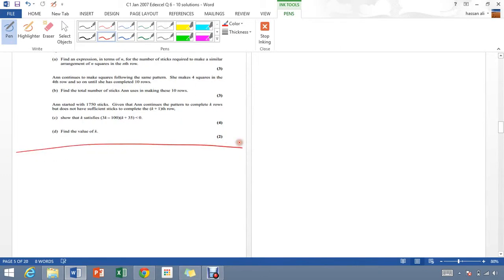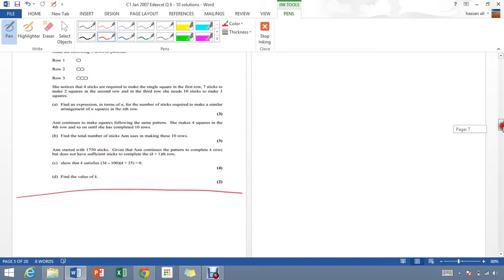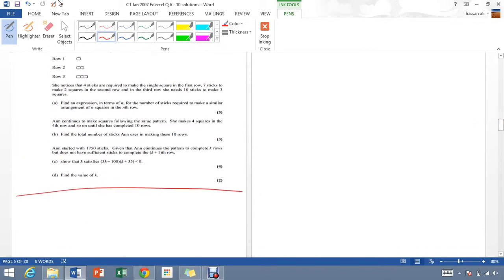So part A, you've got the sequence of 4, 7 and 10, and it is asking you to find an expression in terms of n. Now you have to know this formula here. For the nth term you have a plus (n minus 1)d. Okay, that's your formula that you'll have to know.